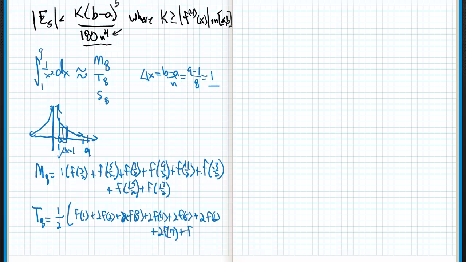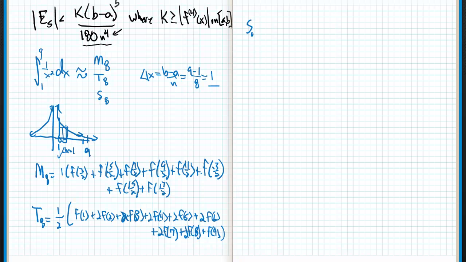And then plus f of 8. Sorry, plus 2f of 8, and then plus f of 9. That's my other endpoint for trapezoids. So remember, f of 1 plus f of 2 is the area of the first trapezoid. F of 2 plus f of 3 is the area of the second trapezoid, etc., etc. That's where these coefficients of 2 come from.